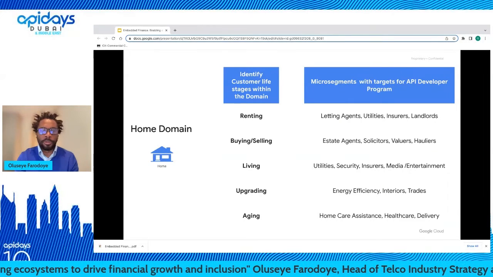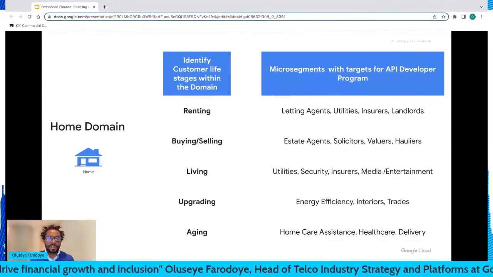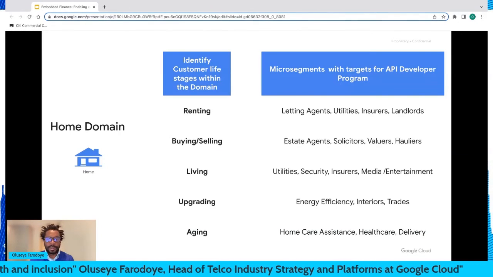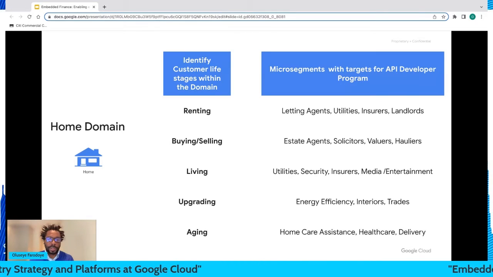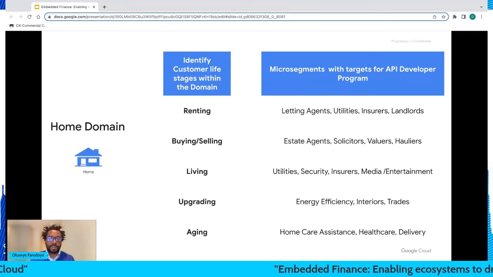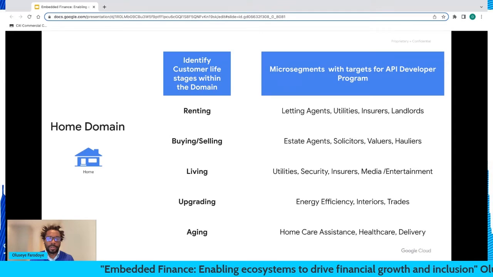Within these 5 stages, a couple of microsegments start to emerge. You have letting agents, you have utilities in renting, you've got utilities and security and insurance in living, and in some cases, you've got home care assistance, healthcare, and delivery within aging. This is a diverse microsegment within the home domain ecosystem.